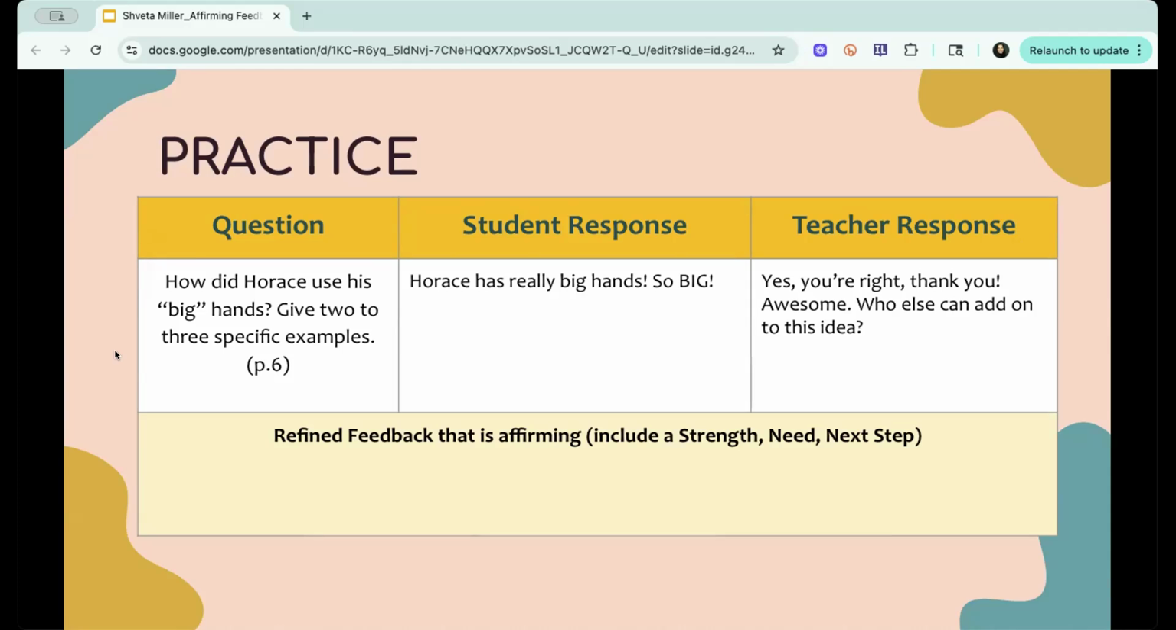And it's not that it's bad, it's just that it's a missed opportunity. With that same amount of talking and with that same amount of time, we can make a much bigger shift for the student by focusing on a strength, a need, and a next step. So take a moment and just try to practice that on your own, and we'll compare our answers or our ideas because there's no one way this can look.